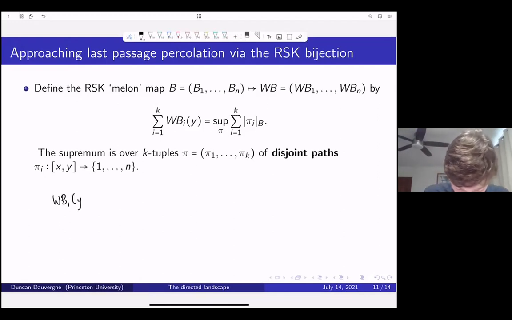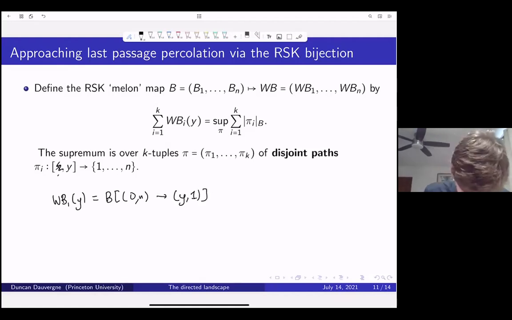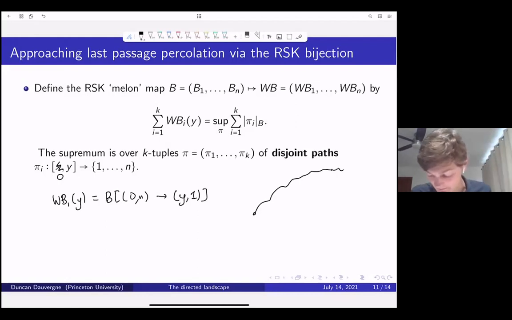So W_B1 of y, there we only have one path. So it's just going to be the largest possible path length from the bottom corner. So it's going to be the largest possible path length from 0, n all the way up to y, 1. And there's a small typo here that should say 0, not y, not x, because there's no x in the formula. So the top path is just a last passage value in B.